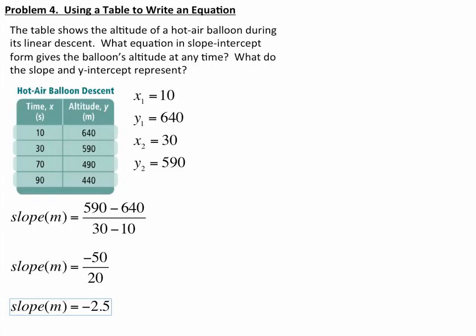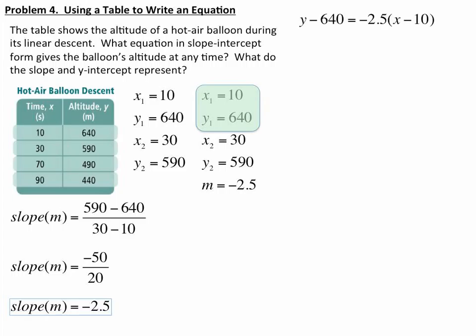Okay? So now I have a slope. I have a bunch of points that I could pick from. So I'm just going to pick one of the points and use it in point slope form. I have a point and a slope. So use point slope form. I'm going to use that first one, 10, 640. All right, you could pick any of these points that are on this chart, as long as you use the x with its y partner, it doesn't matter.